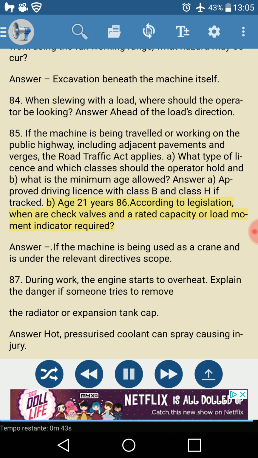86. According to legislation, when is a check valve and a rated capacity load moment indicator required? Answer. If the machine is being used as a crane and is under the relevant directive's scope.